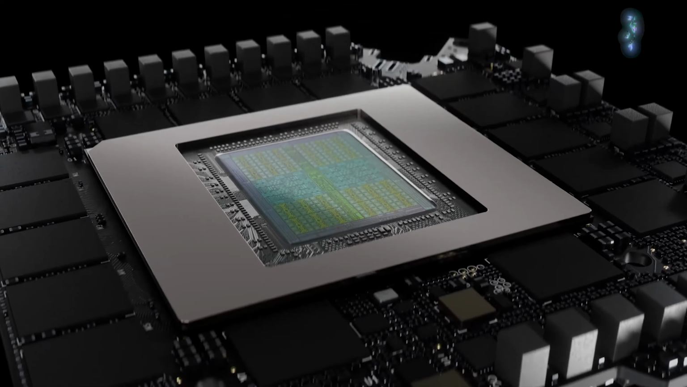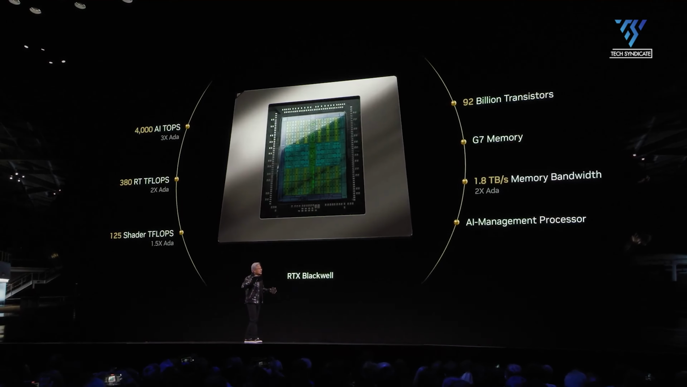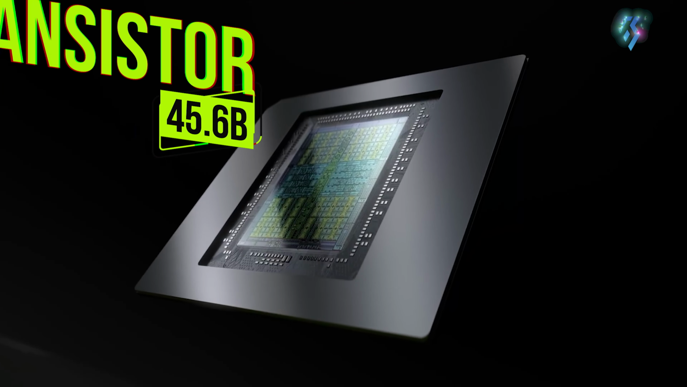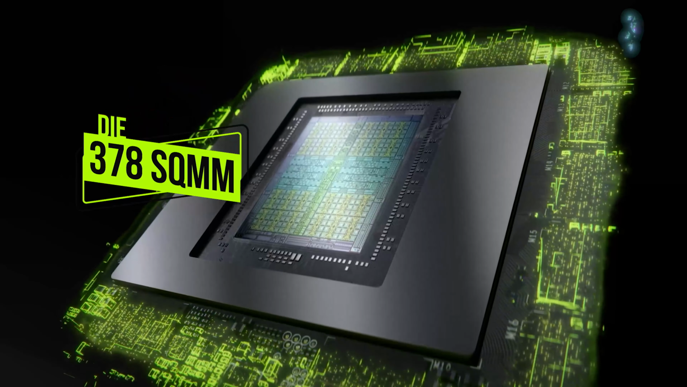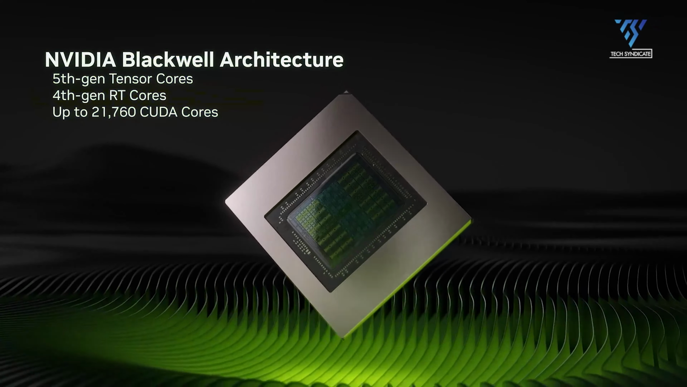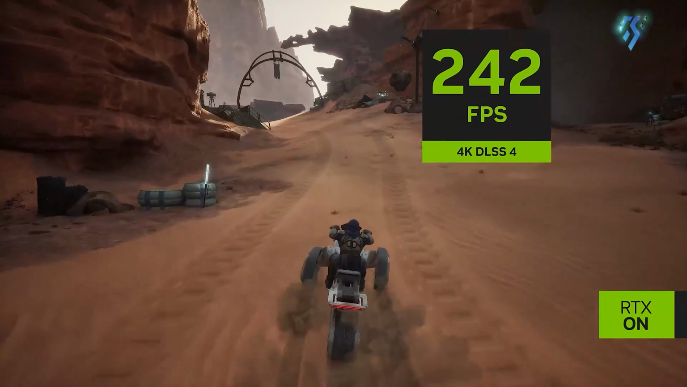NVIDIA's RTX 5070 Ti utilizes the new Blackwell 2.0 architecture on TSMC's 4N 5 nanometer process, with 45.6 billion transistors in a 378 square millimeter die. It features 4th-generation ray tracing cores and 5th-generation tensor cores powering DLSS technology.